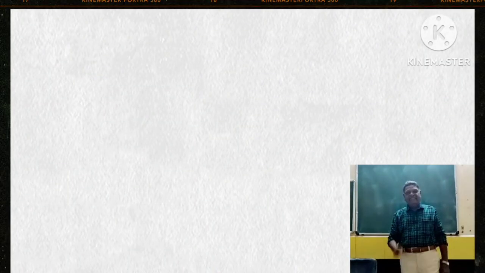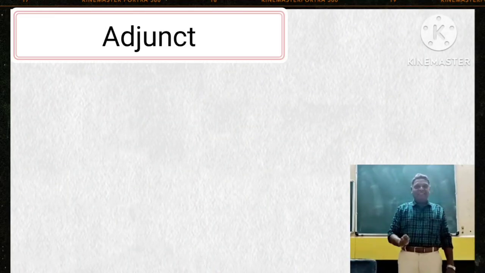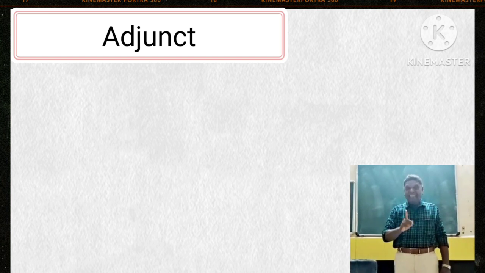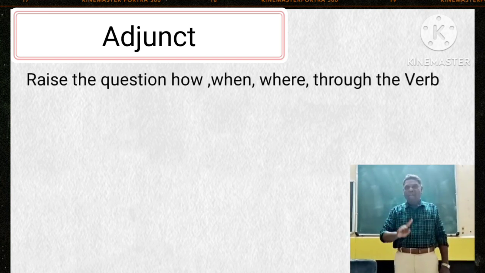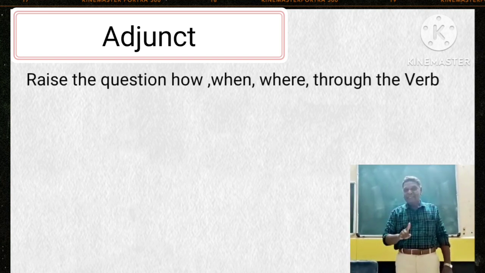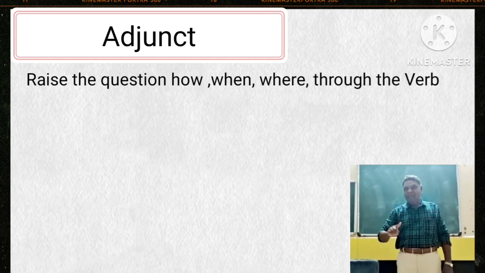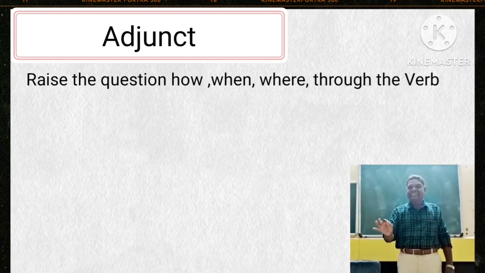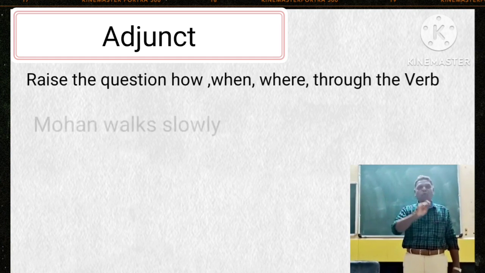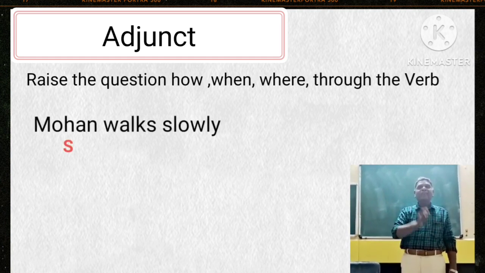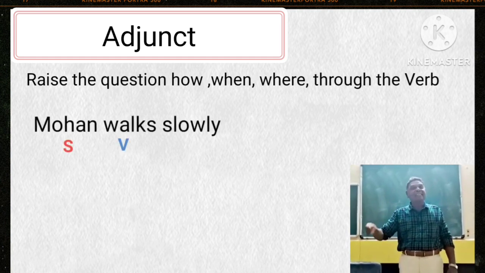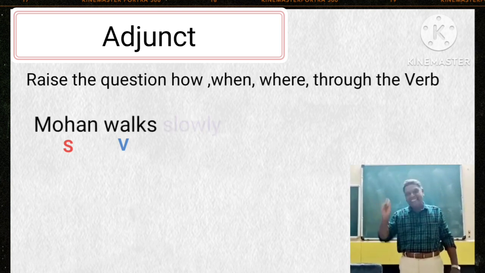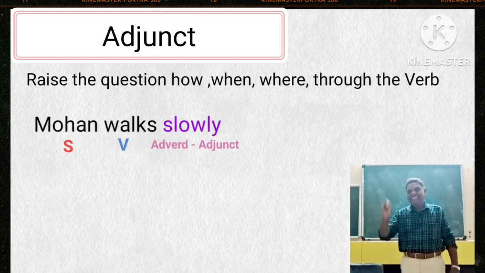Dear friends, let us discuss something on adjunct. How to recognize the adjunct? 3 ways: raise the question how, when, where through the verb, and the answer is the adjunct. Example: Mohan walks. Mohan is the subject, walks the verb. How does he walk? He walks slowly. So the word slowly is an adverb, and the word slowly is an adjunct.